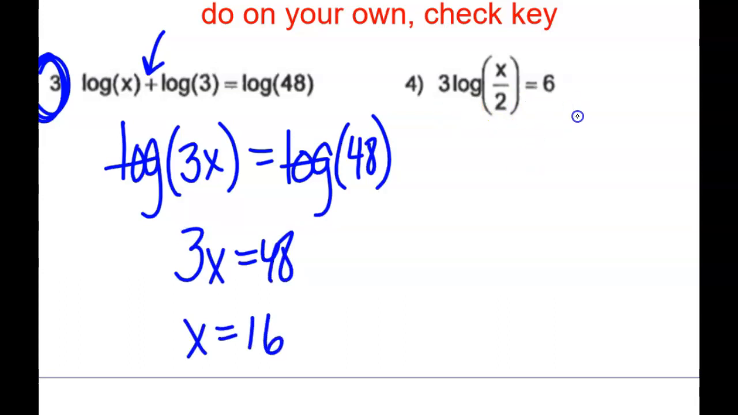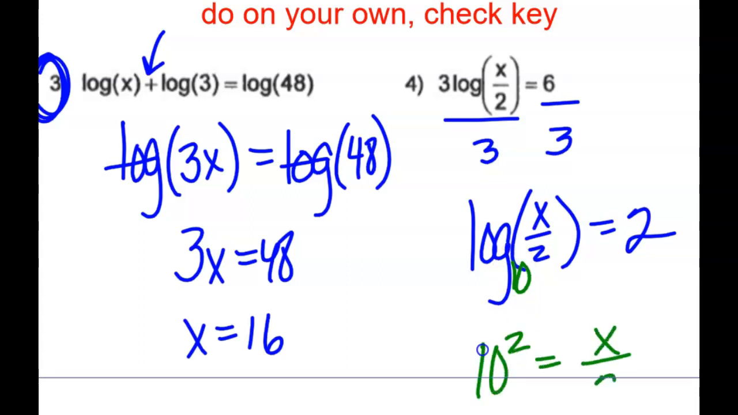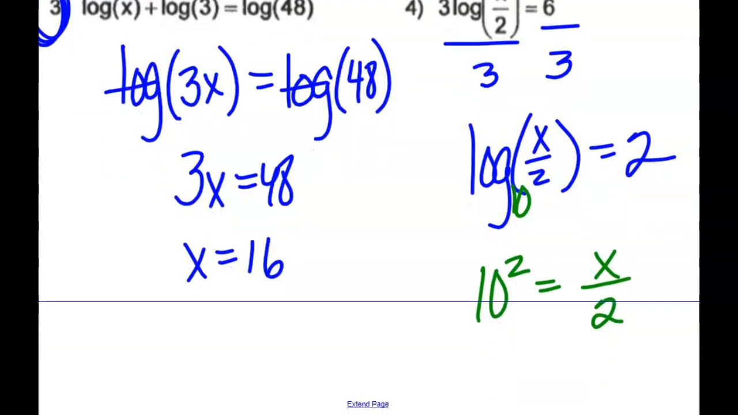Okay, what do you want to do first on this one with your little algebra 1 brain? Divide by 3, so we have the log of x over 2 equals 2. Now there's one log, so we have to do what? Rewrite it, and it's currently base 10 squared, perfect, equals x over 2, and 100 equals x over 2 means we need 200. We need to multiply over there.